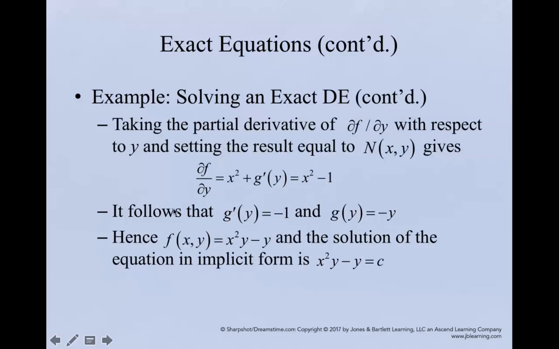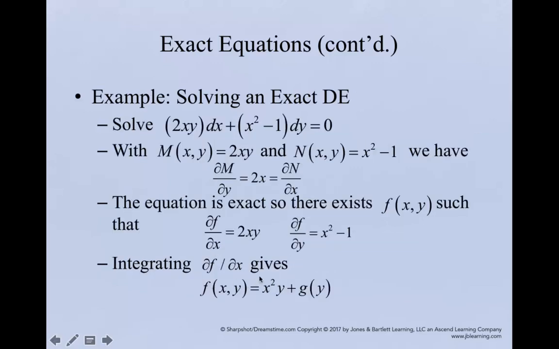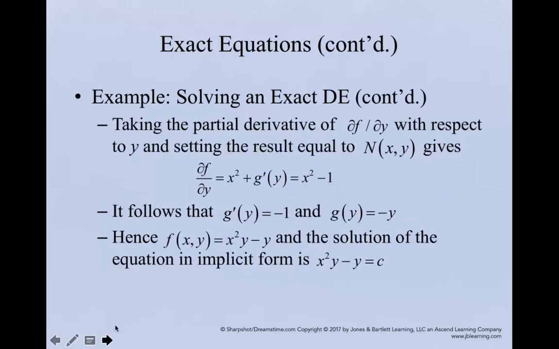On the next page, the partial of f with respect to y from the previous page was known to be x squared minus 1. And then this expression, x squared plus g prime of y, is the partial derivative of this expression here. If we take the partial of f with respect to y, we'll get x squared, and then we'll get whatever the derivative of g with respect to y is. So that's where this expression comes in.